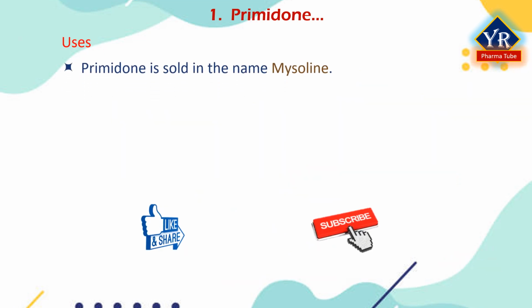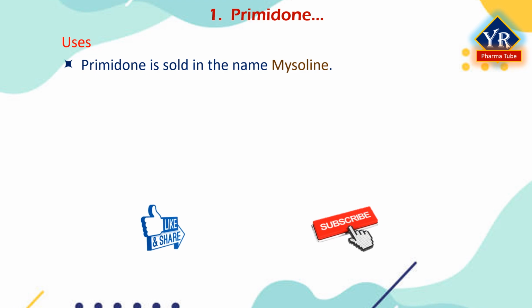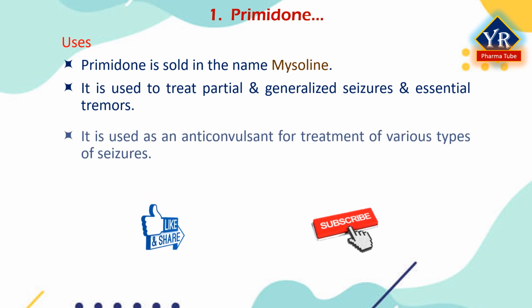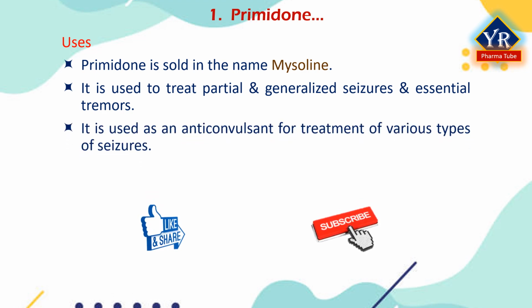Primidone is sold under the brand name Mysolin. It is a medication used to treat partial and generalized seizures and essential tremors. It is used as an anticonvulsant for the treatment of various types of seizures. It is taken by mouth.